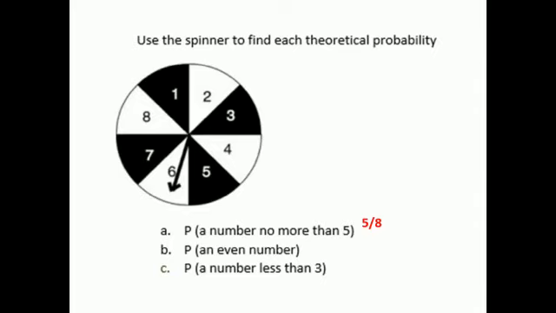Even numbers, you can very easily find. It's the black and white spinner. The white part is written here, the even numbers. So how many? 4. 4 by 8, which can be written in simplest form. Okay, next one is less than 3. Less than 3, we have here 2 numbers, 2 by 8.